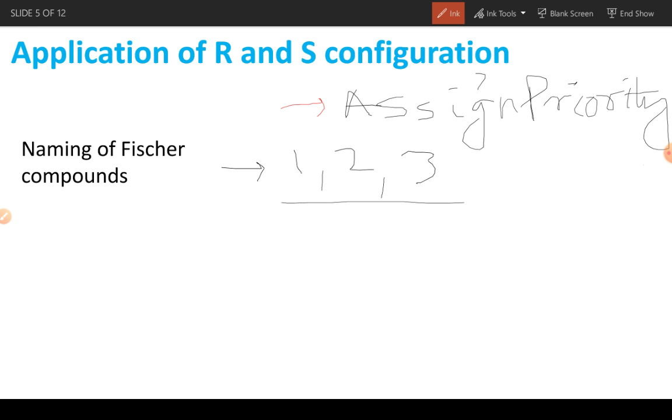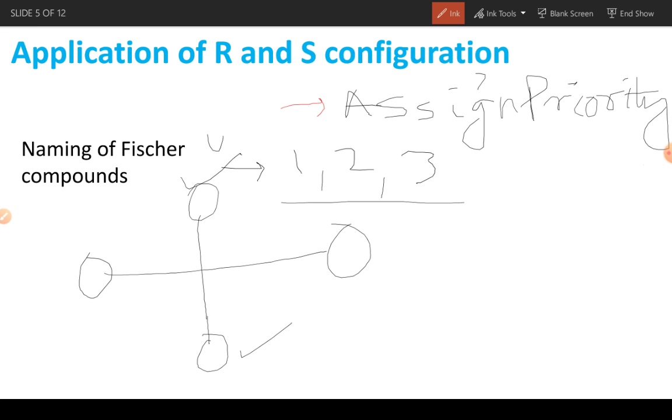See, before going to the trick of this R and S configuration, we need to remember certain things. That is, if we have the least priority group at the vertical position, then we have to keep our configuration the same. What does it mean? As we have seen, this is a Fischer compound. If we see the lowest priority group at this position, this and this position, then the configuration that we get will remain the same.